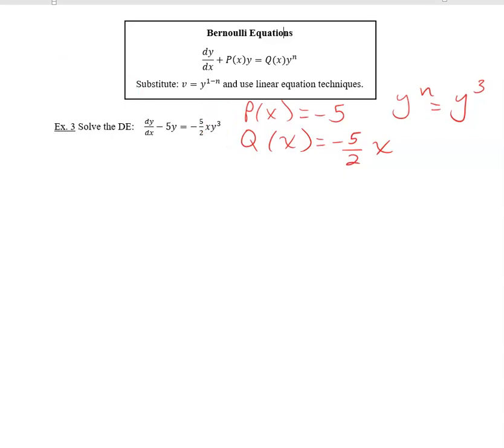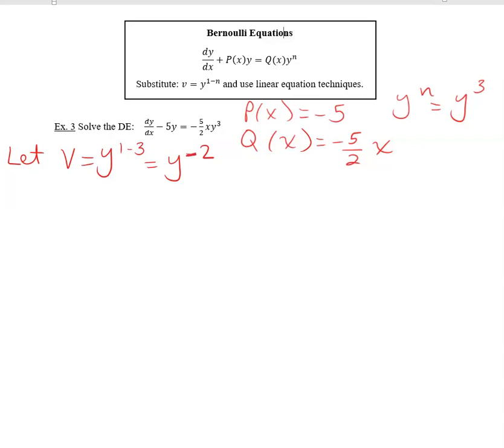All right, so then where do we go from there? I'm going to start off by making that substitution. I'm going to let v equal y to the 1 minus 3, which of course is y to the negative second. So here's the sort of trick in this equation. You're looking at the equation and maybe thinking to yourself, I don't see y to the negative second. That's not anywhere in the equation.